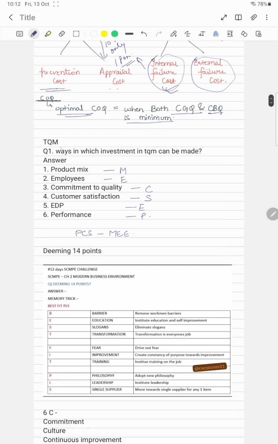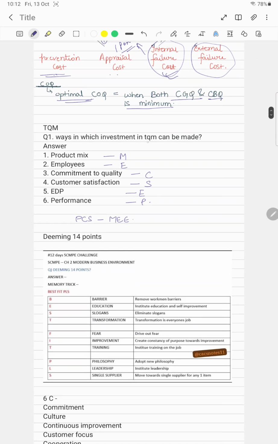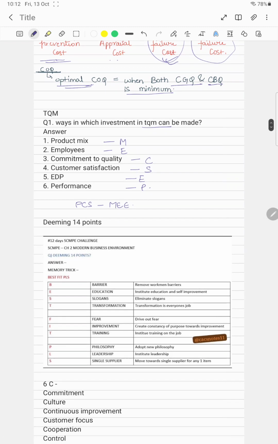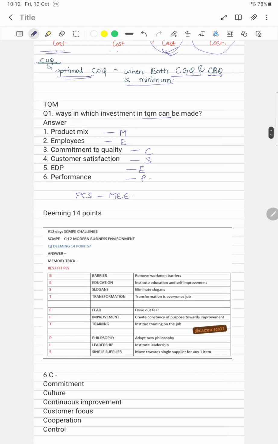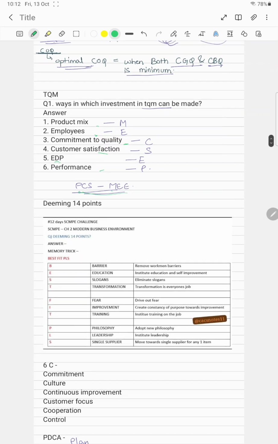In TQM, we see the ways in which investment in TQM can be made. This is a direct question which can come, so you need to learn this. You can learn it by a memory code, that is PCS-ME. In PCS-ME, P stands for performance, C stands for top management commitment to quality, S stands for customer satisfaction, M stands for product mix, E stands for employees, and E stands for employees development program, EDP. So these 6 points you have to remember. You can easily recall them by PCS-MEE.